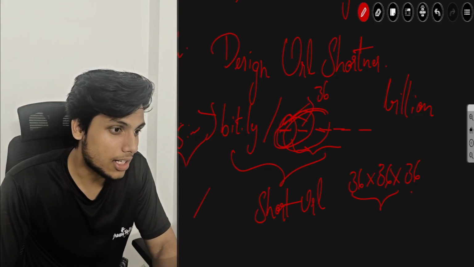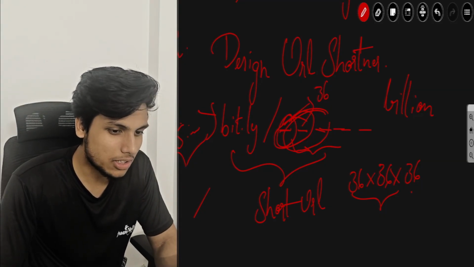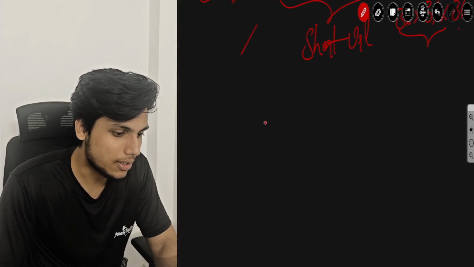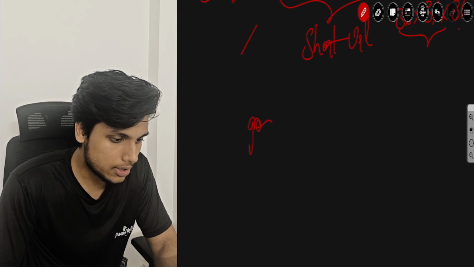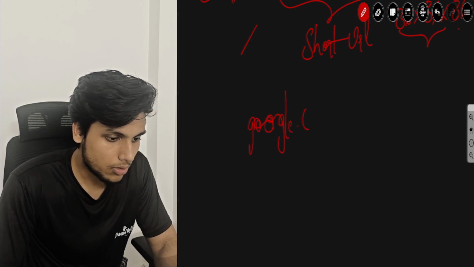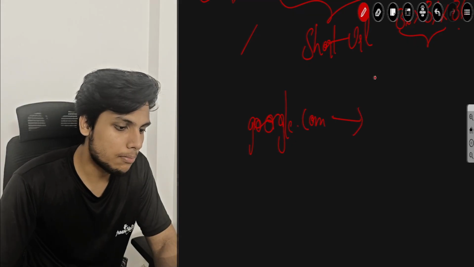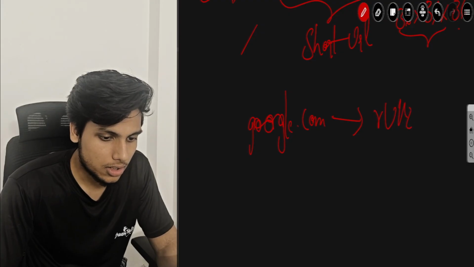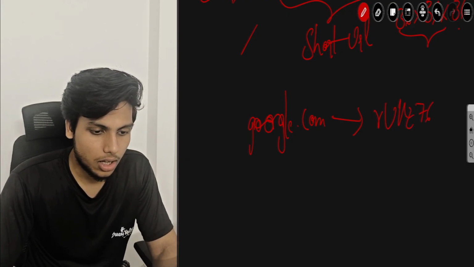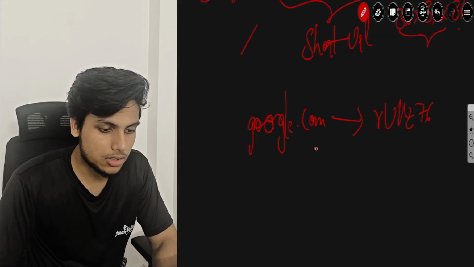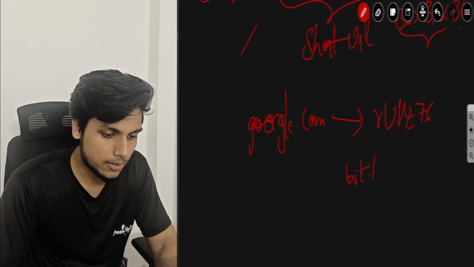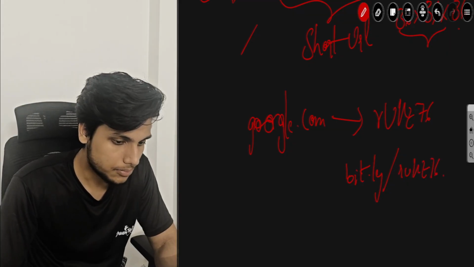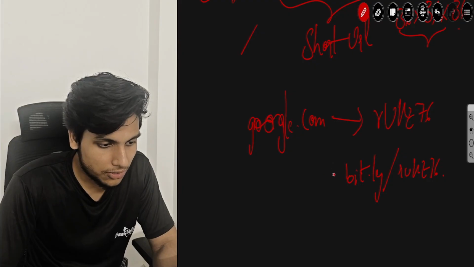And he asked me what the edge cases for this could be. Let's say there is one type of edge case that can be present here. If google.com has been given, and you have generated some random URL for this, let's say RUHZ76, then you need to give the URL like bit.ly slash RUHZ76.